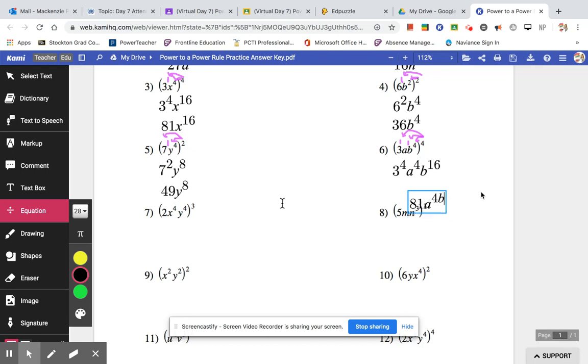Make sure to come down. 81, a to the 4th, b to the 16th. And again, I came down by hitting that space bar.